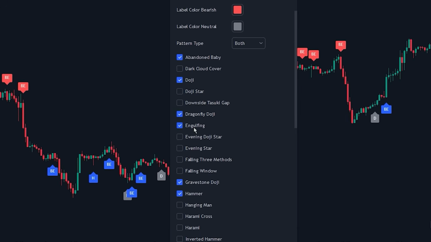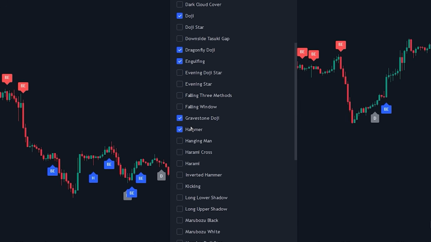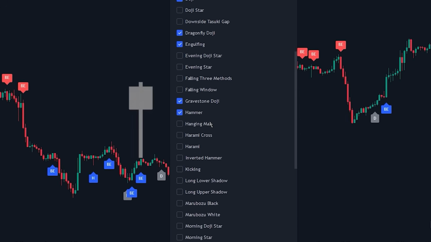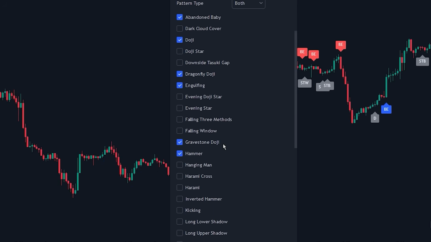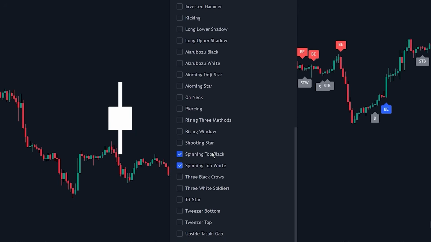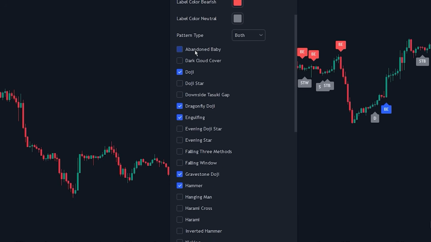The final two patterns we will be enabling are the hammer and the spinning top. The hammer is characterized by a small body, a long lower wick, and little to no upper wick. On the other hand, the spinning top has a small body with upper and lower wicks of similar length. Since we won't be using the other patterns, we can disable them.